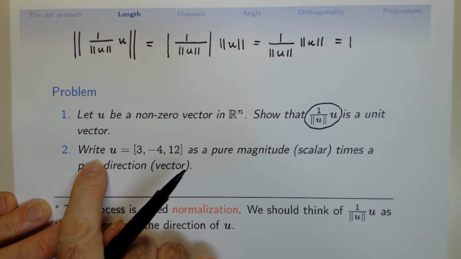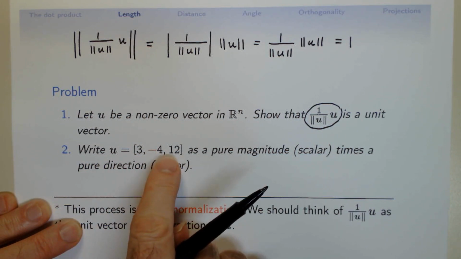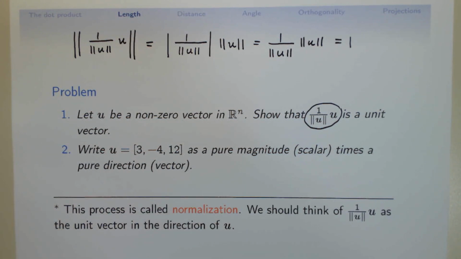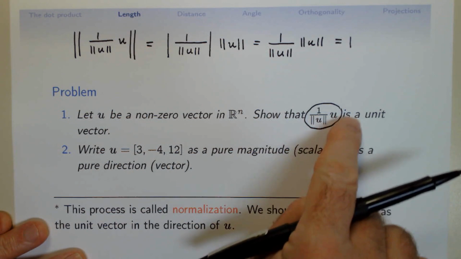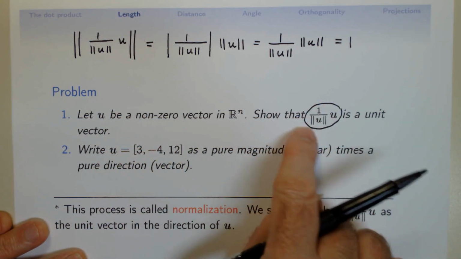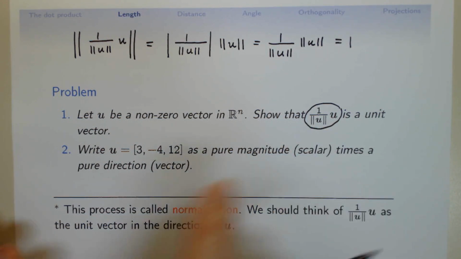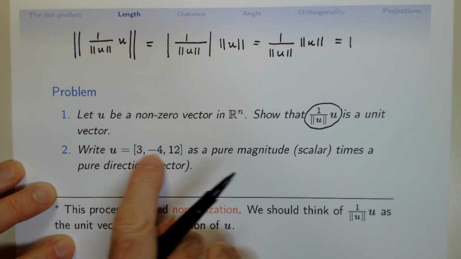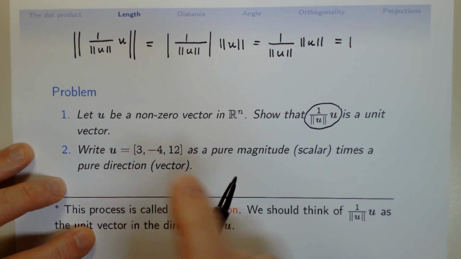Right? We want to write this vector u as a pure magnitude, a scalar, times a pure direction vector. Well, the direction vector that we're going to pick is the one that I get by doing this action. I'm going to compute the length of u, and I'm going to multiply by the reciprocal of its length. That's going to give me the pure direction of u. And then I can simply multiply by the length of u to get the pure magnitude part. Let's take a look at this in action. So let's first get the length of the vector u.